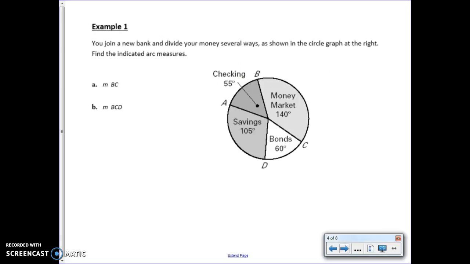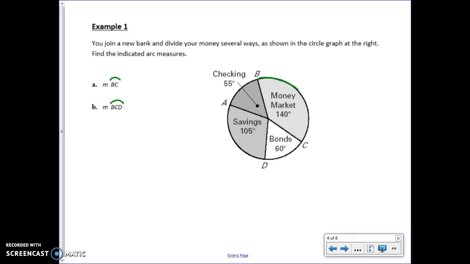Alright, these should have arcs above them. I don't know if they have them on your notes, but they're not on mine, so I'm adding them now. You join a new bank and divide your money several ways, as shown in the circle graph at the right. Find the indicated arc measure. So we want the measure of arc BC.